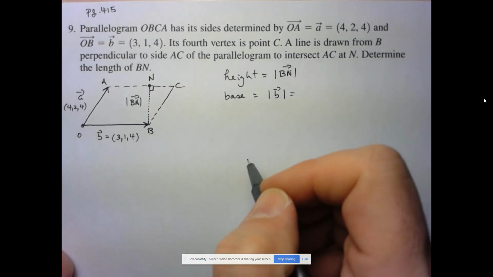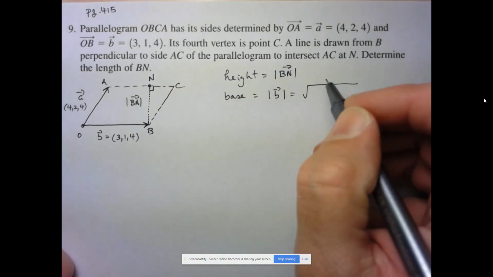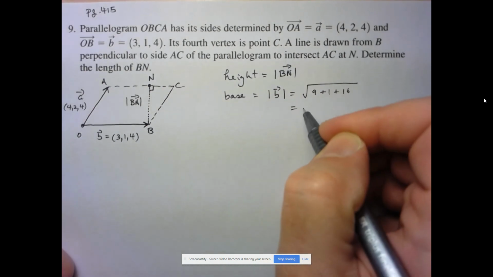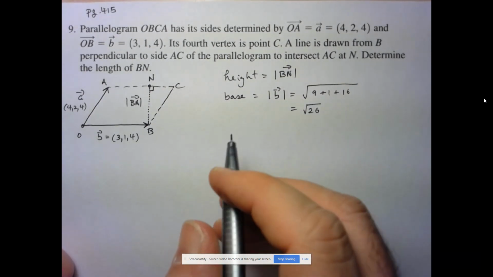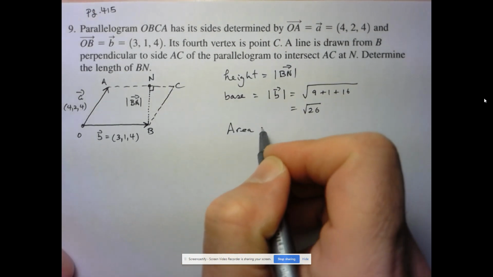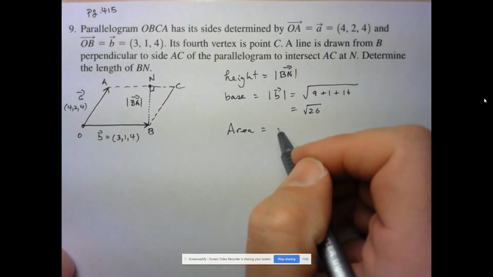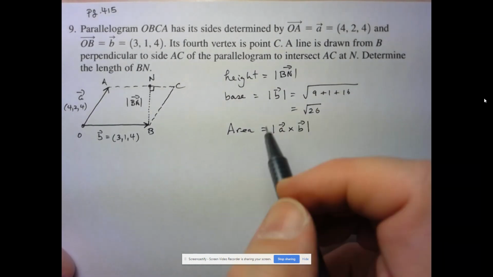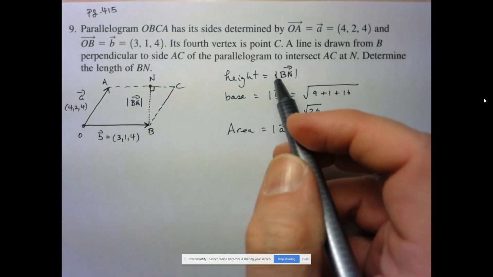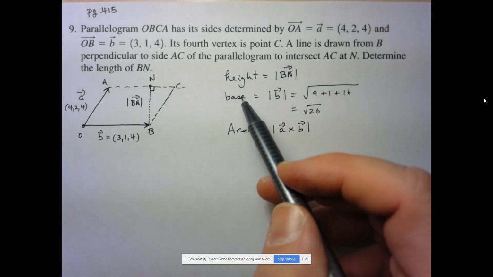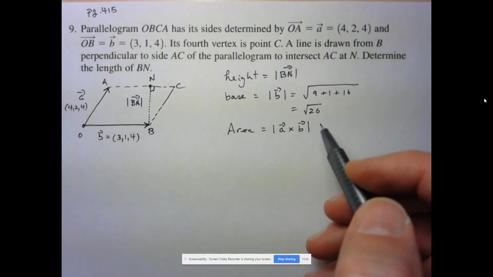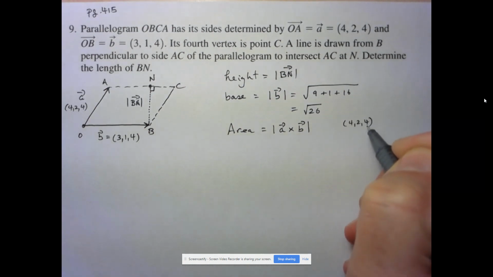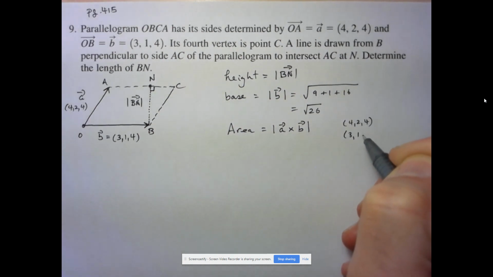And what is the magnitude of vector B? Well, it's just going to be the square root of 9 plus 1 plus 16. So that's 26, so root 26. And then the area of this parallelogram is going to be given by the magnitude of the cross product A cross B. From there, we'll be able to easily calculate the height, since the relationship is that base times height is equal to the area. So let's do this on the side here. I've got A cross B, so 4, 2, 4 crossed with 3, 1, 4.